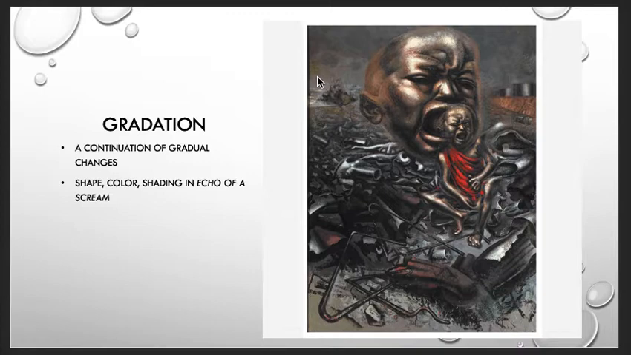Gradation. Gradation is a continuation of gradual changes. So we want to consider gradation in shape, gradation in color, gradation in shading, and this is of course the echo of The Scream that we looked at on the first day. There's quite a lot of gradation in terms of color here and shading in some of these metal areas. And we even have sort of this repetition of shape. We've got this large head and then the small head. We could think of that as a type of gradation in shape as well.